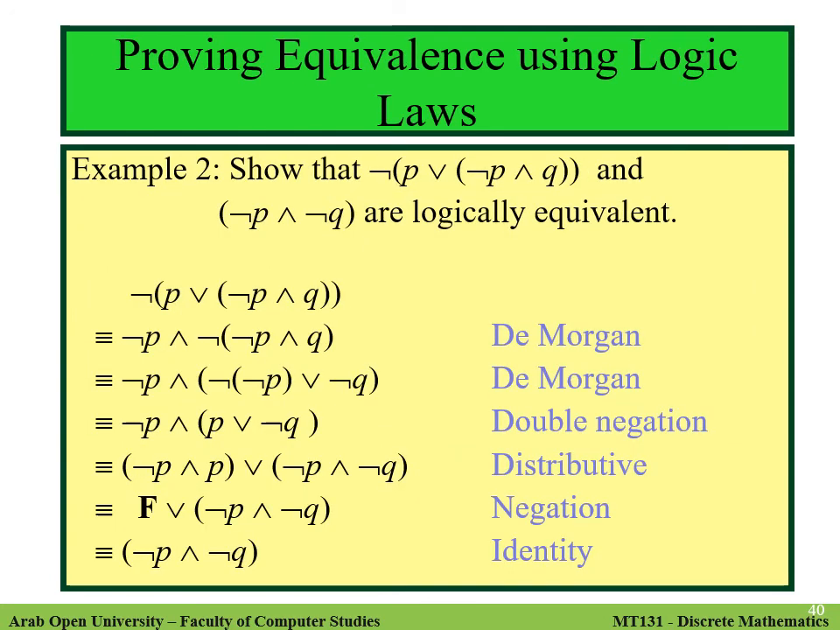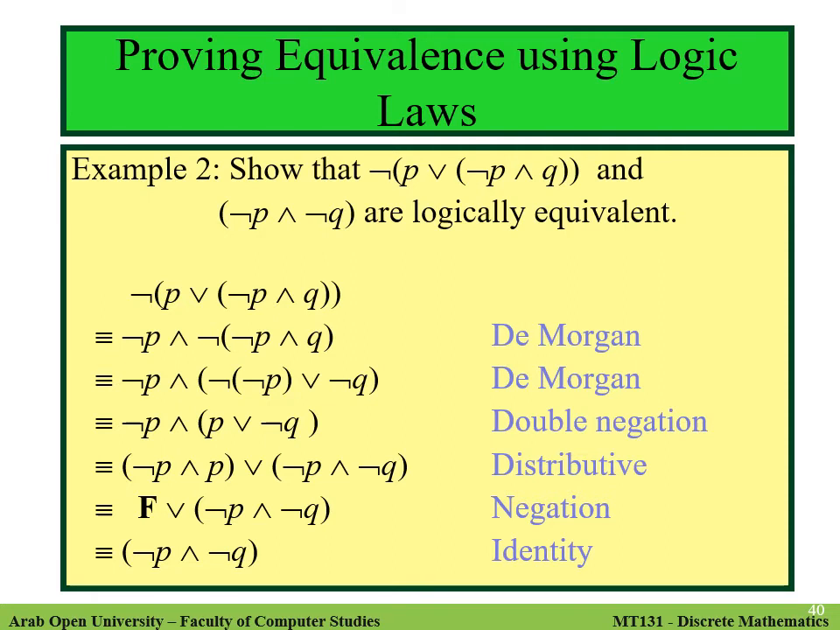Here is another example of showing two statements are logically equivalent using logic laws. We want to show that not P or not P and Q is equivalent to not P and not Q. To use logic laws you must start with one statement and simplify it until you get to the second statement. Starting with the first statement, not P or not P and Q, apply De Morgan law to the OR.